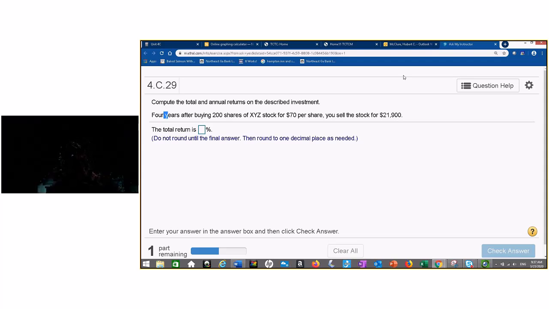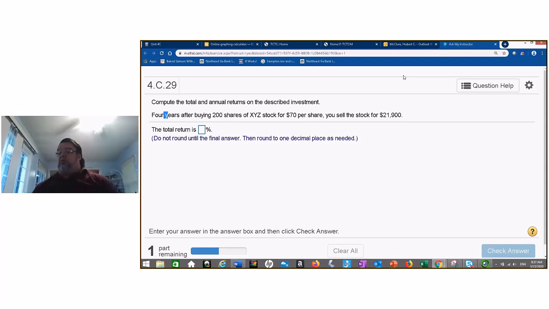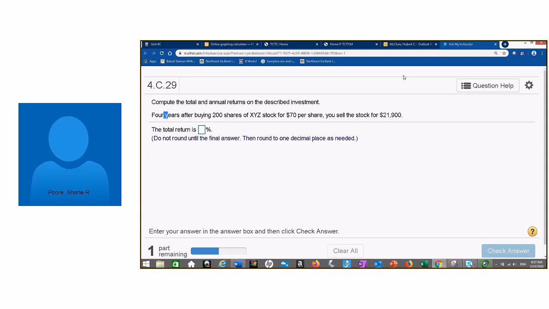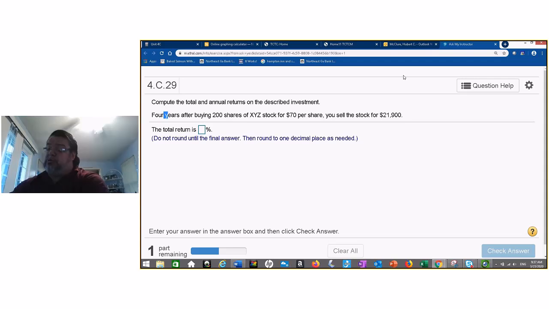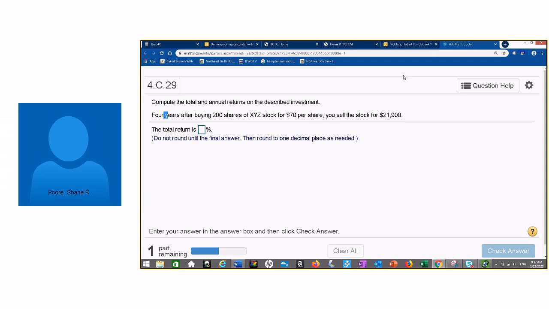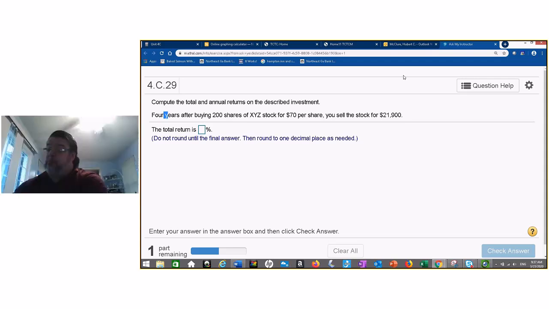Okay, so I'm going to go over here. I'm going to write the question down while y'all are writing it down. So 4 years, 4 years, and 200 shares, and $70 per share, and you sell for 21.